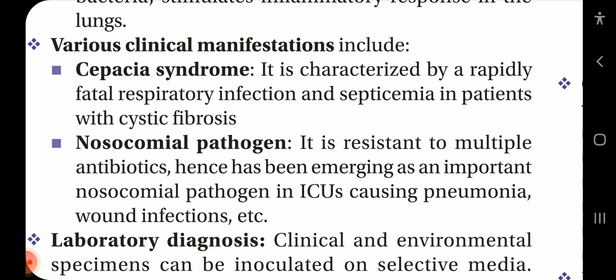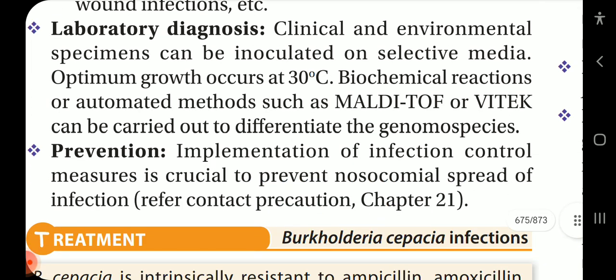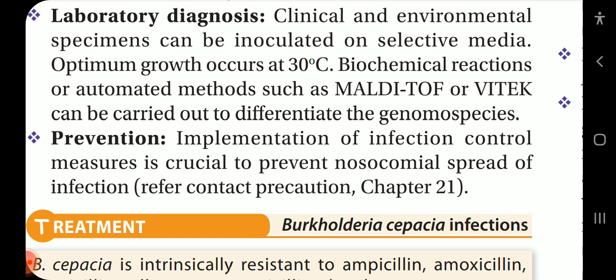Nosocomial pathogen. It is resistant to multiple antibiotics, hence has been emerging as an important nosocomial pathogen in ICUs, causing pneumonia, wound infection, etc. Lab diagnosis. Clinical and environmental specimens can be inoculated on selective media. Optimum growth occurs at 30 degrees Celsius. Biochemical reactions or automated methods such as MALDI-TOF or Vitek can be carried out to differentiate the genomic species. Prevention. Implementation of infection control measures is crucial to prevent nosocomial spread of infection.